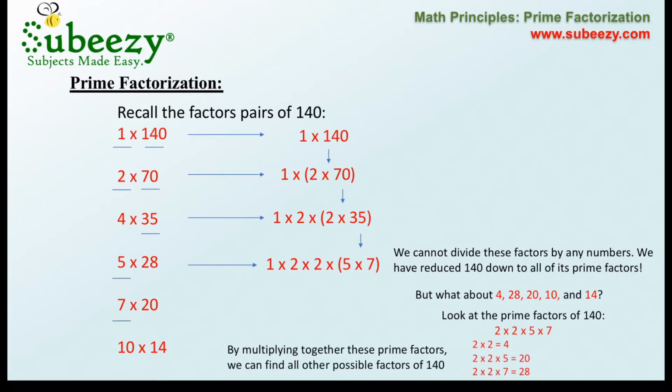So for example, 2 times 2 is 4. 2 times 2 times 5 is 20. 2 times 2 times 7 is 28. 2 times 5 is 10. 2 times 7 is 14. 2 times 2 times 5 times 7 is 140.